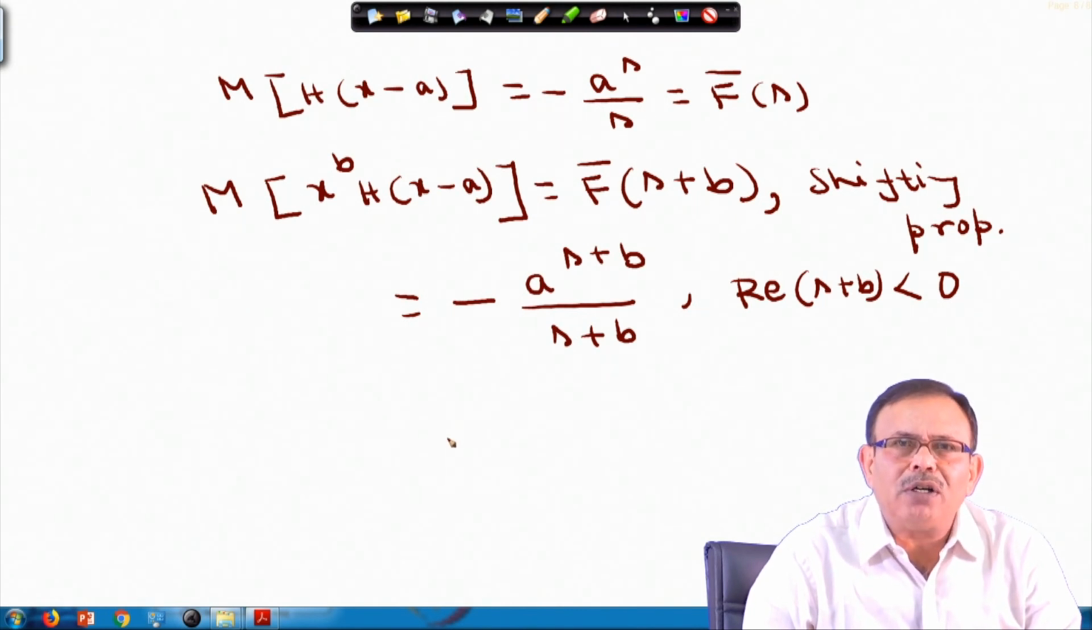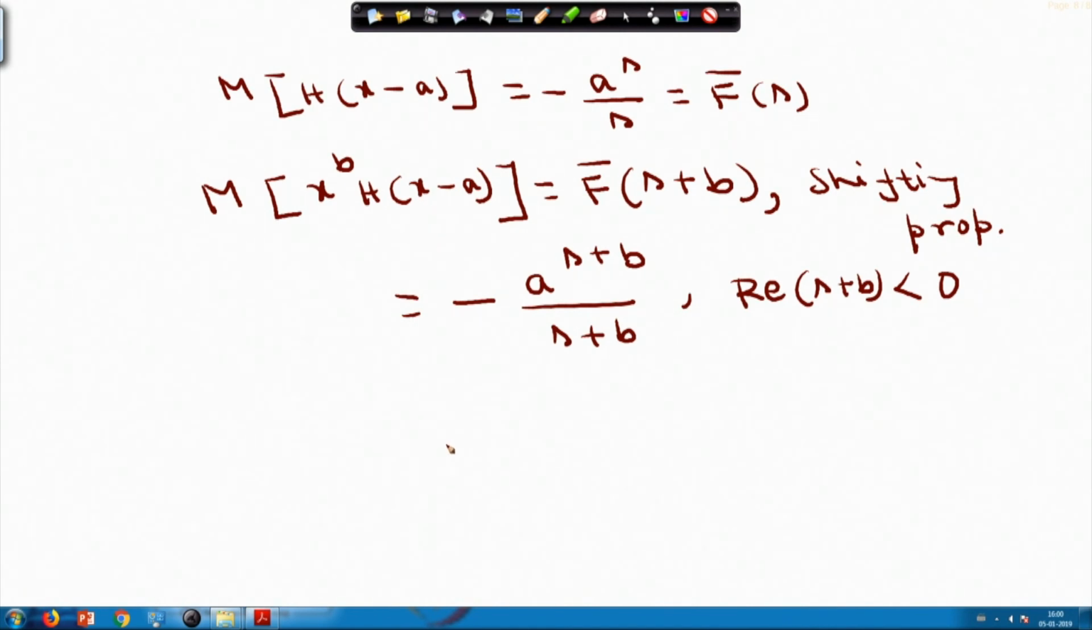So, I hope you have understood how to find out the Mellin transform of some functions. In the next class, we will go through some more examples, so that we can better understand how to find out the Mellin transform of some more well known functions.